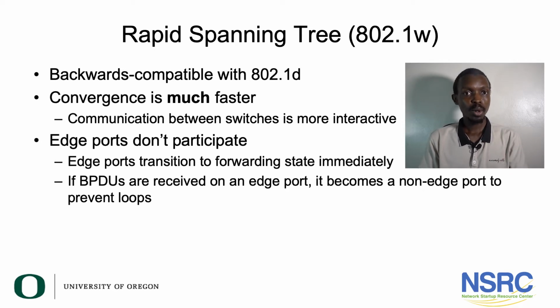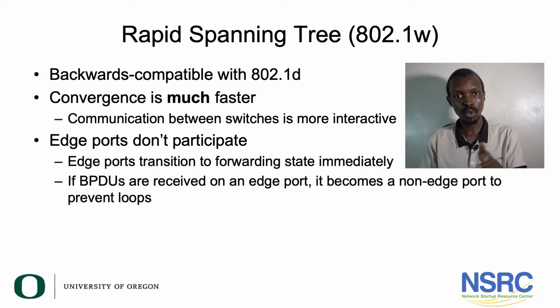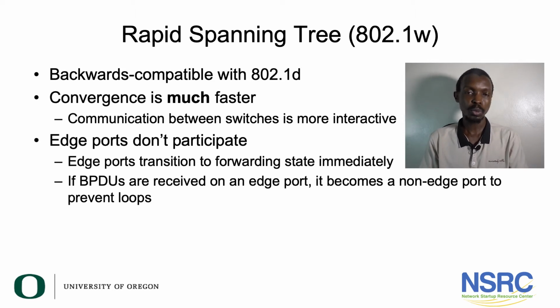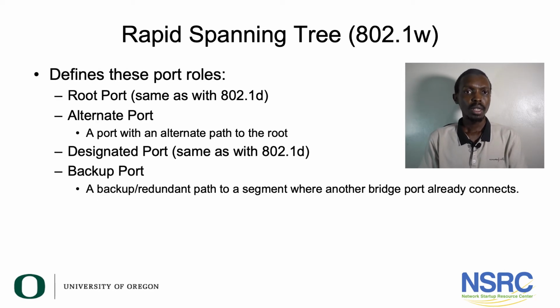You can designate ports as edge ports inside the configuration, and they don't participate in building the spanning tree. They transition from disabled straight into forwarding. As soon as something is plugged in, they move straight into forwarding. However, if a BPDU, a bridge protocol data unit, is received on an edge port, it becomes a non-edge port to prevent loops, so that spanning tree is negotiated with a switch that has been plugged into an edge port. So Rapid Spanning Tree has some port roles.